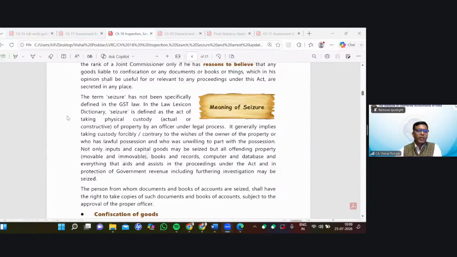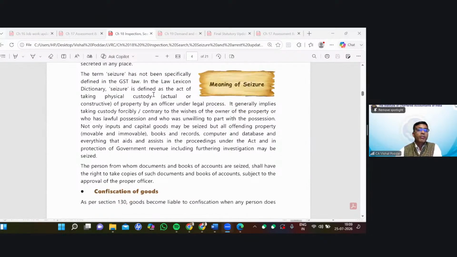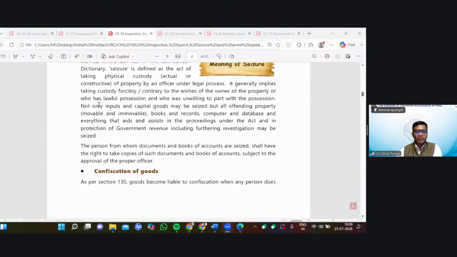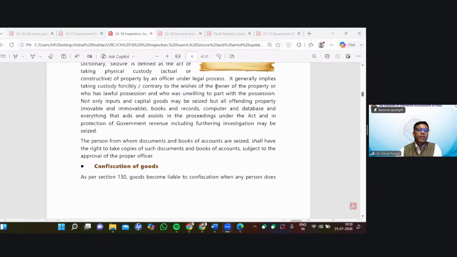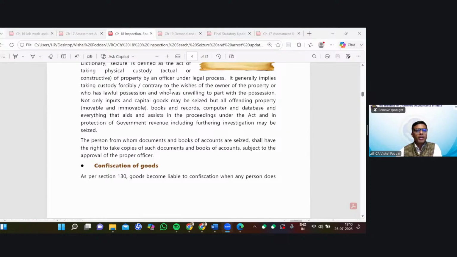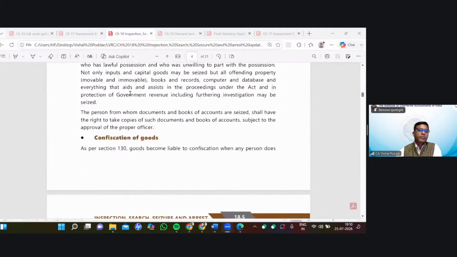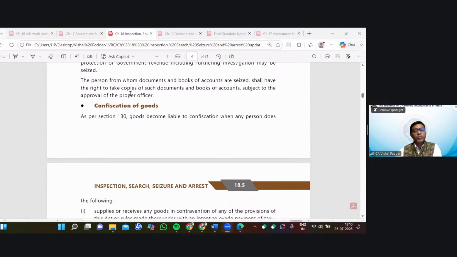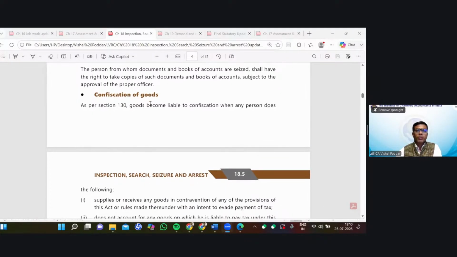Though it is not defined, the law lexicon dictionary defines seizure as the act of taking physical custody. So wherever I find something which I believe should be taken in my custody, so that you do not part with it, you do not sell it off, you do not damage it, you do not dispose of it, that is what is seizure. Now, this may be actual or constructive. In actual, I take away the goods, documents, books. In constructive, I keep it there at your place, but with an instruction that you cannot dispose of it. In this case, the act of taking physical custody of property by an officer under a legal process is seizure. It generally implies taking custody forcibly or contrary to the wishes of the owner, because obviously no person would be happy that their goods, their books of accounts or their valuables are taken away. But that is how the law is strict.